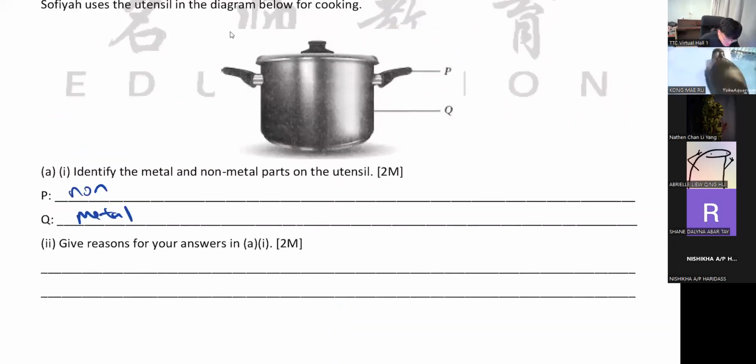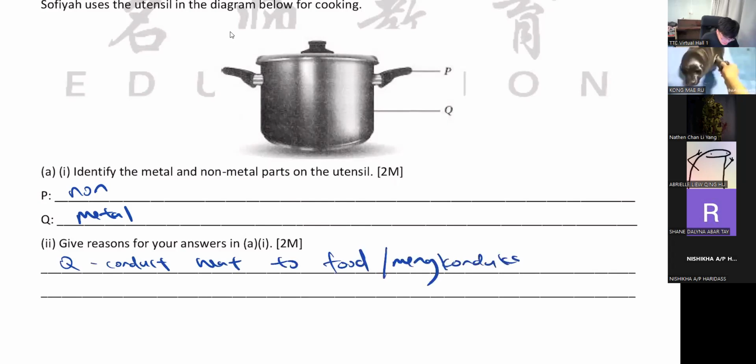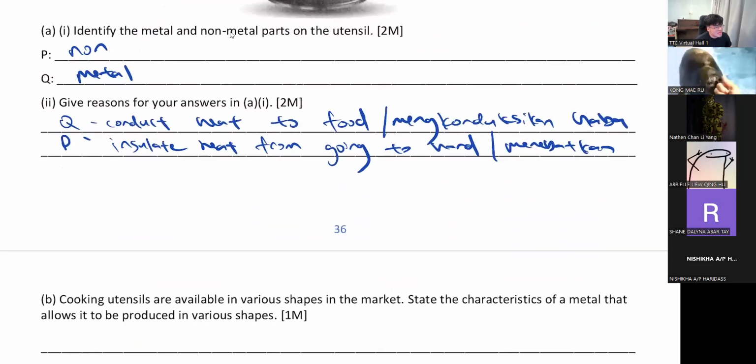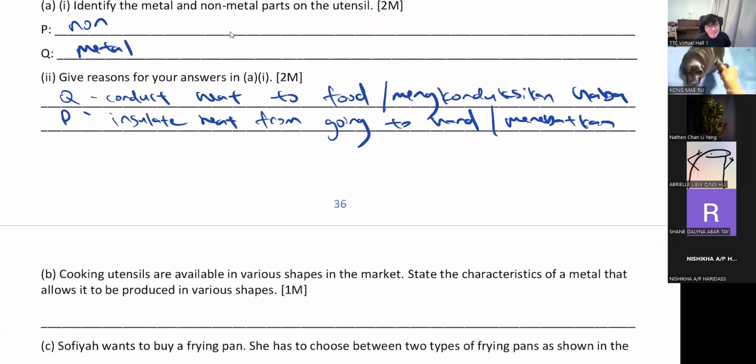So give a reason for your answer. Why use metal? Because Q needs to conduct heat to food. Mengkonduksikan haba ke makanan, whereas your P needs to insulate heat from going to the hand. Menebatkan haba dari tangan. So that it doesn't go to your hand, it doesn't hurt your hand by carrying this thing. Okay, you guys understand.